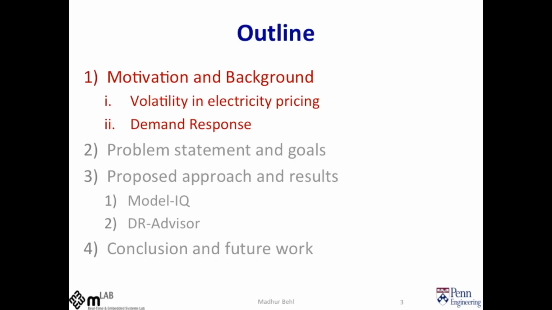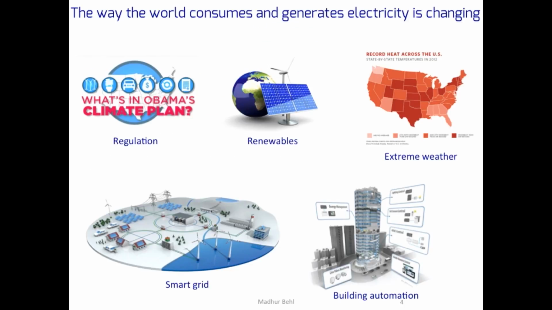So let's get right to it. The way we consume and generate electricity is gradually changing. So there's a lot of regulation and emphasis on going green and integrating more and more renewables onto the grid, which itself is becoming smarter and generates more data now more than ever. And there's an increasing thrust on making buildings more automated and responsive to the conditions on the grid itself.